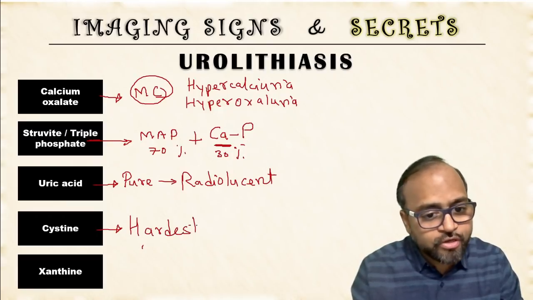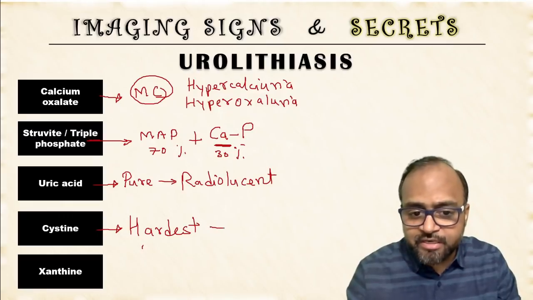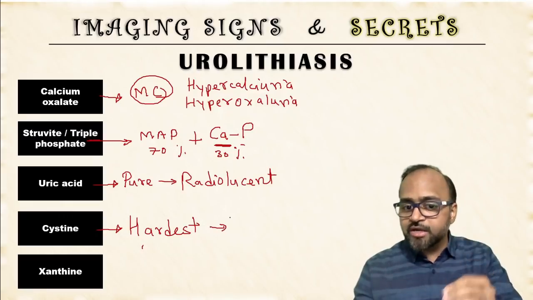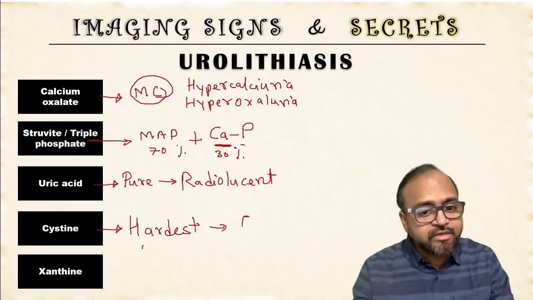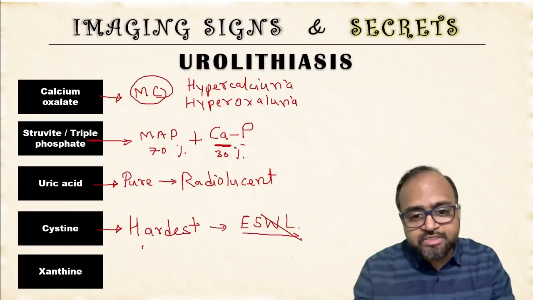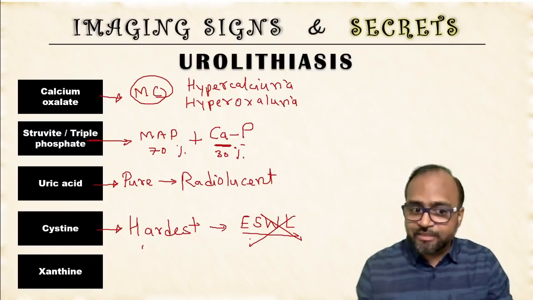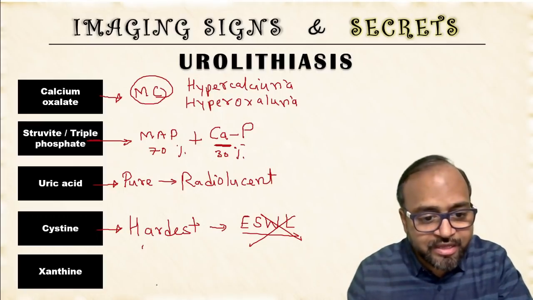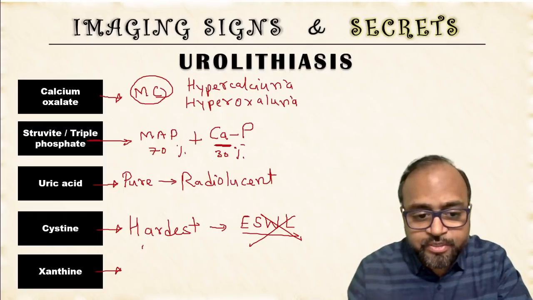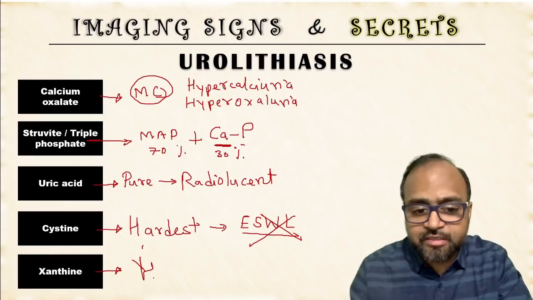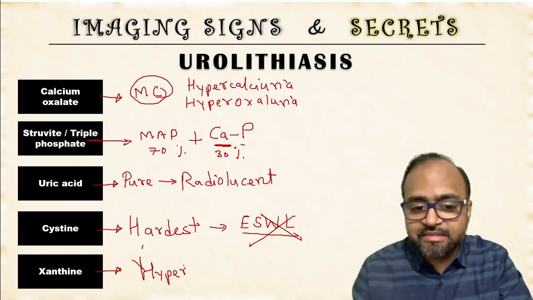hardest of all the calculi, and therefore, because they are so hard, they cannot be treated with extracorporeal shock wave lithotripsy. So ESWL does not work with cystine calculi. Xanthine calculi are again seen in a predisposition, and that is nothing but hyperxanthinuria.